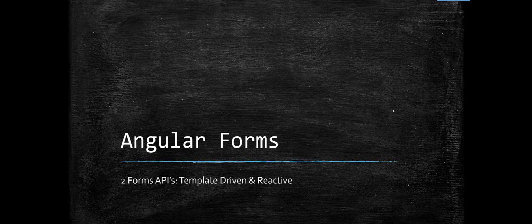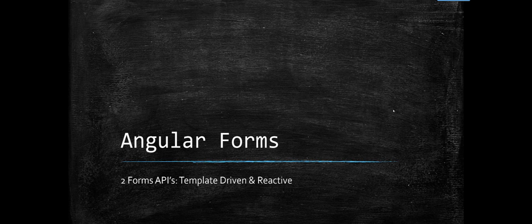I just wanted to create a quick video on Angular forms and some of the things I've learned as I've dug into it. So Angular has two form APIs. They have a template-driven API and they have a reactive API. And which one you use depends on the use case that you need the form for. Generally, template-driven is defined in your HTML file, and generally for more simple forms.